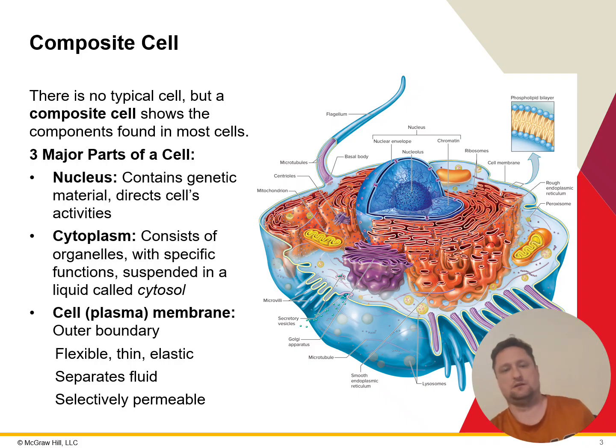Okay, so the composite cell. There is no such thing as a typical cell, since each cell type is highly specialized for its own particular function. However, a composite cell model helps us visualize the structure that most cells have in common. These include three major parts: the nucleus, cytoplasm, and the cell or plasma membrane.